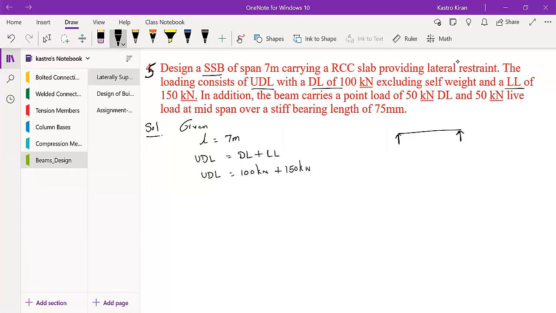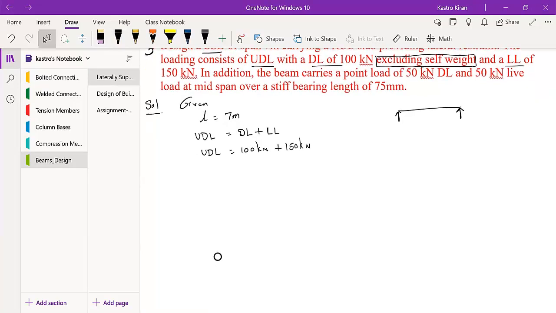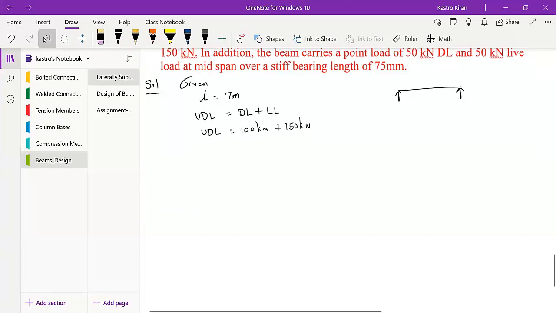Anyway, I'm just writing the data. And here they have also very clearly mentioned excluding the self weight. So we have to assume the self weight of the section. I'll tell you how to assume that a little later. And in addition, the beam is carrying a point load. Let's call it a concentrated load or a point load. They both are the same.